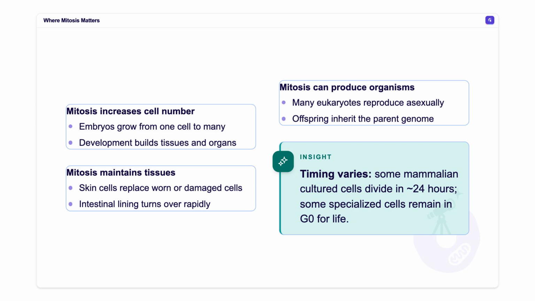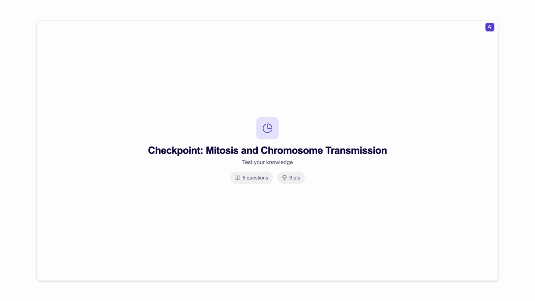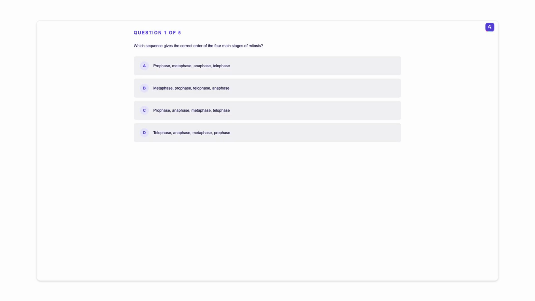Next, you'll get a chance to check these ideas with a few questions. Let's pause to check your understanding of mitosis, chromosome movement, and why this process matters. Choose the best answer for each question before reading the feedback. Which sequence gives the correct order of the 4 main stages of mitosis?